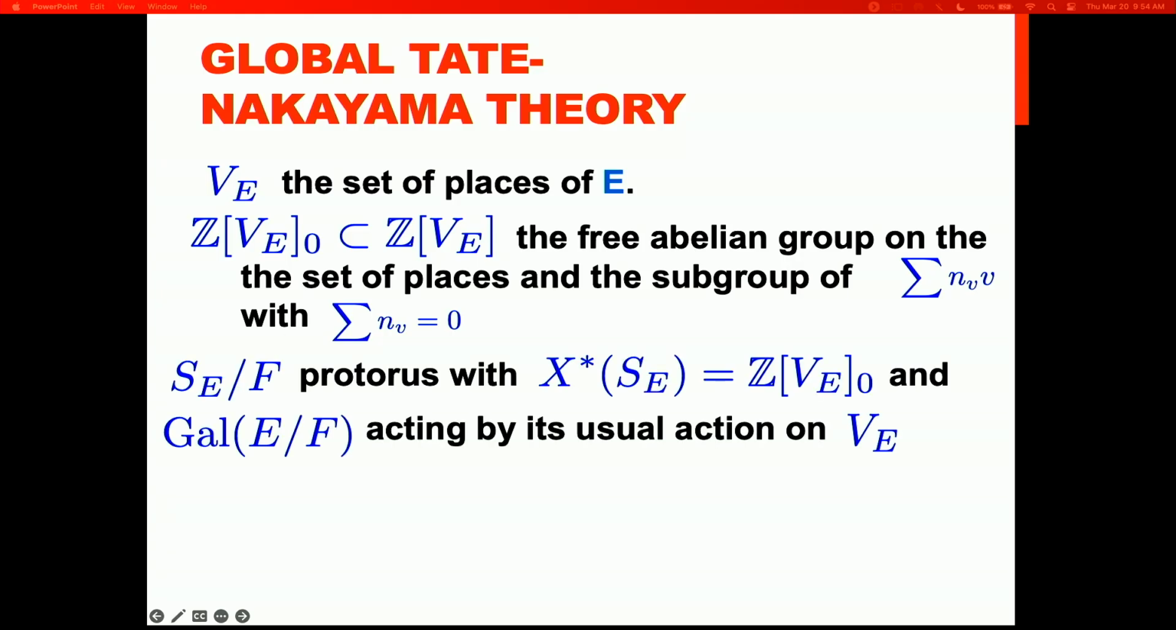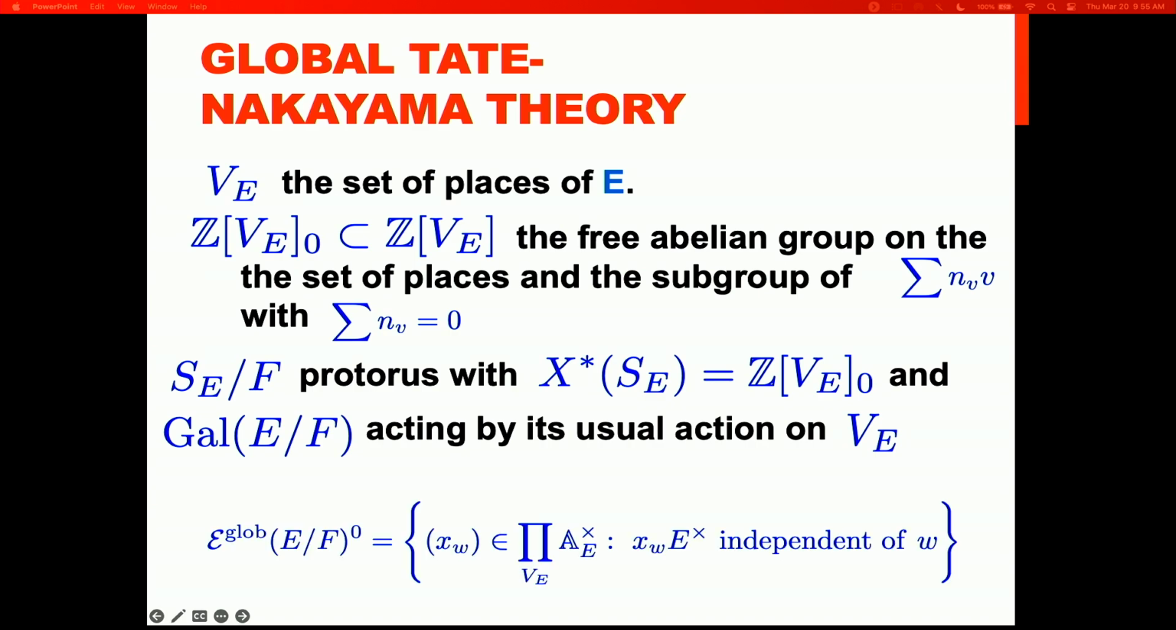And then I'm going to consider the protorus, which I'll denote S_E, over the field F, which has as its character group this group Z[V_E]_0, the subgroup of the free abelian group on V_E where the sum of the coefficients is 0. And this comes with the natural action of Gal(E/F) just from the permutation action on the places.